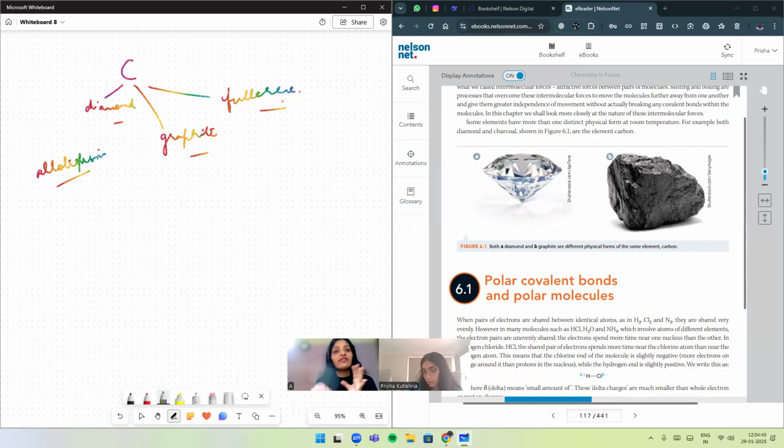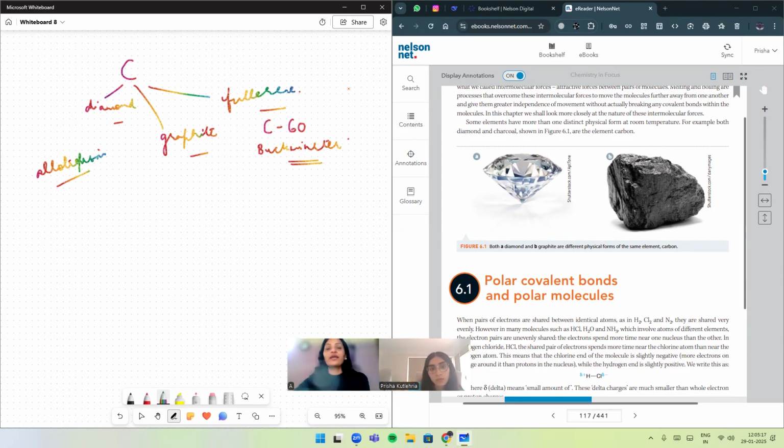And fullerenes are very big molecules. For example, I have one molecule which is composed of 60 atoms of carbon arranged in a spherical shape, just like a football, right? And that name is Buckminsterfullerene. This is also another allotrope of carbon having different physical properties because of the different structure present, right?